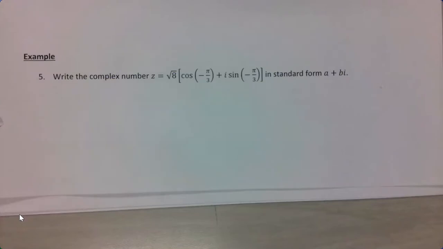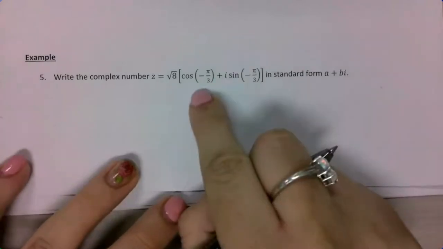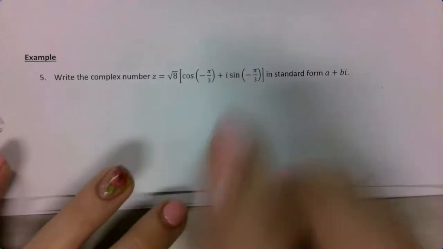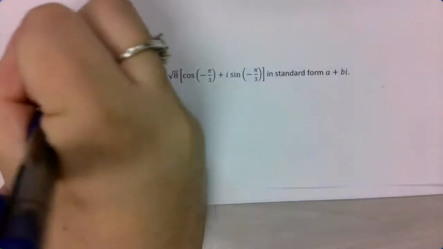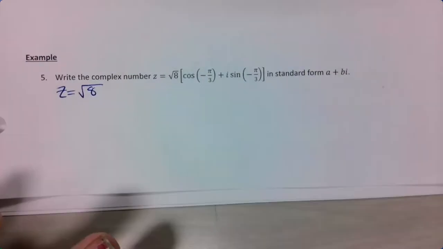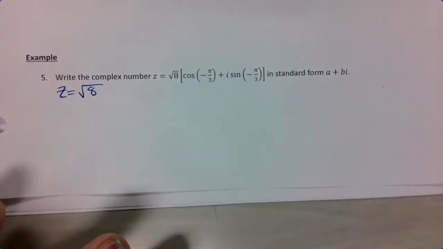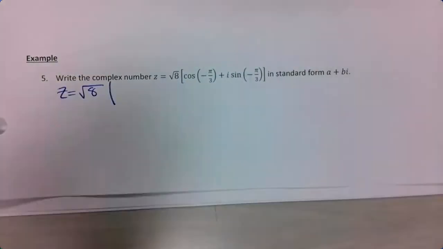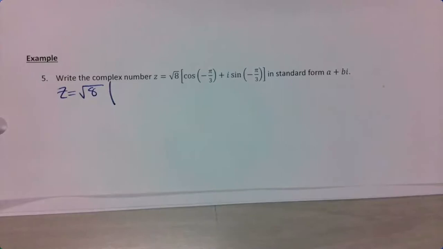So this next one wants me to write the complex number in standard form. This one is literally just evaluating it. So what is cosine of negative pi thirds? Pi thirds? No. You were close. Oh, yeah, on the chart. What's pi thirds? That's a good question.